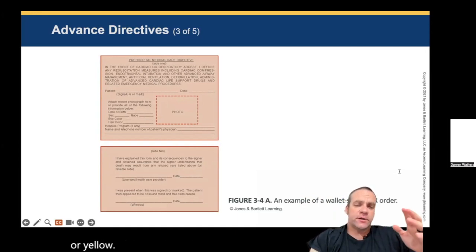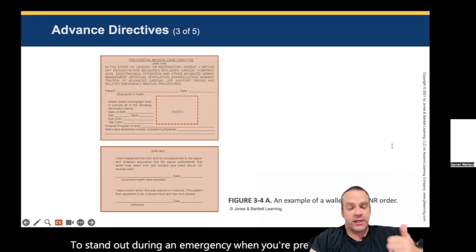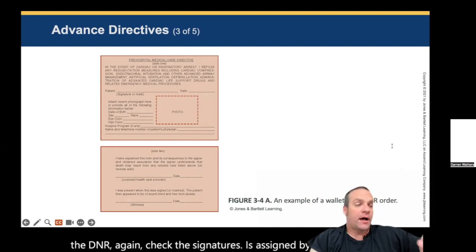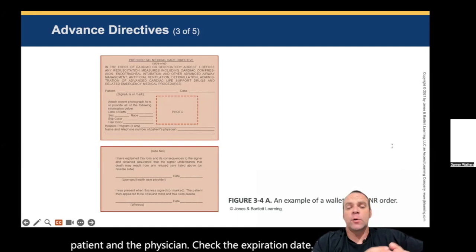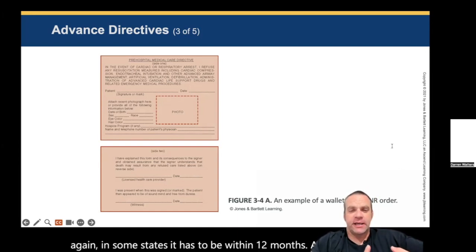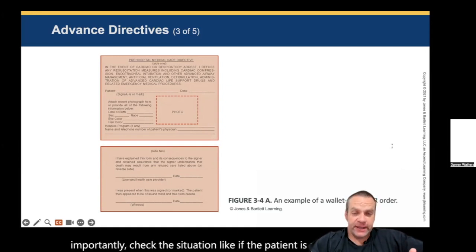When you're presented with a DNR, again, check the signatures. Is it signed by both the patient and the physician? Check the expiration date, because in some states, it has to be within 12 months. And most importantly, check the situation. If the patient is not in cardiac arrest, you should still provide supportive care.